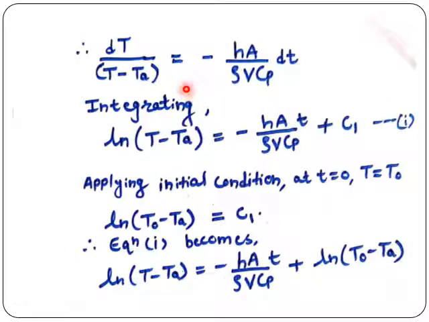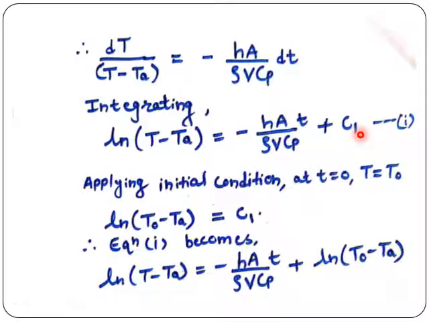If I separate the terms, then I have dT by (T minus TA) equal to minus hA by rho V Cp dt. So this is just an arrangement used for separating the terms so that you can integrate. Once it is integrated, the integration of dT by (T minus TA) is log of (T minus TA), and the integration of dt is t; the remaining terms are constant, so they are taken as they are, plus a constant of integration.